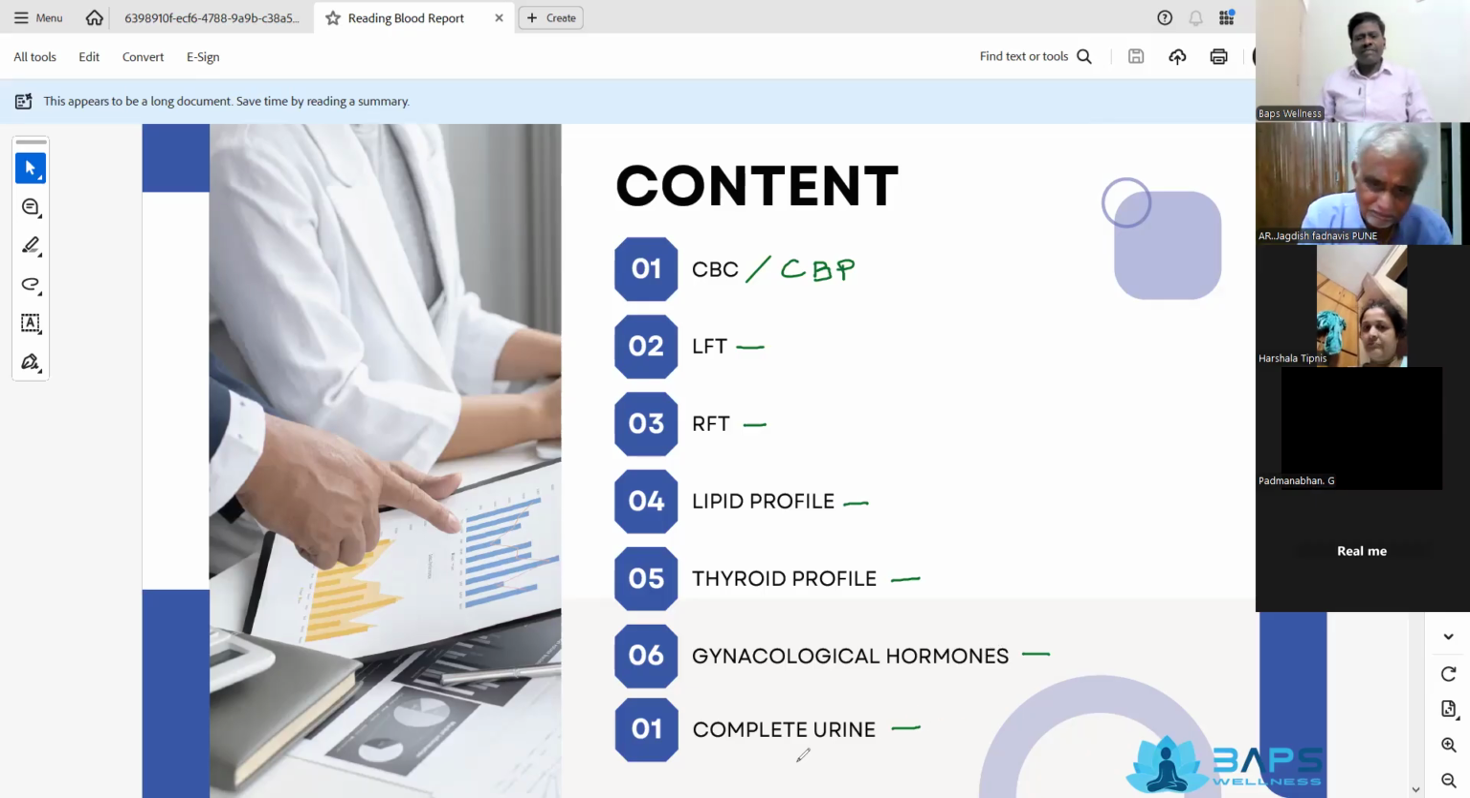And then we will have a complete urine examination, in which we see what all the parameters mainly indicate about what condition in the body. So with this, we will almost get to know exactly what the level of health is with regard to the organs and with regard to the overall health level. First, we will see about the CBC, that is complete blood count.